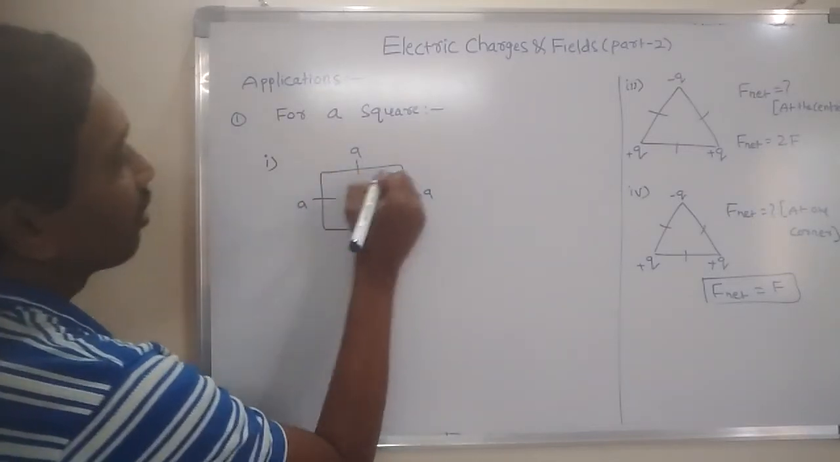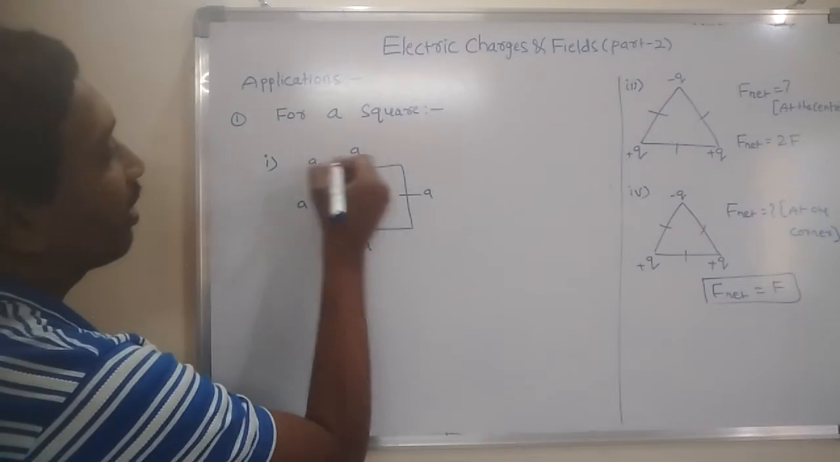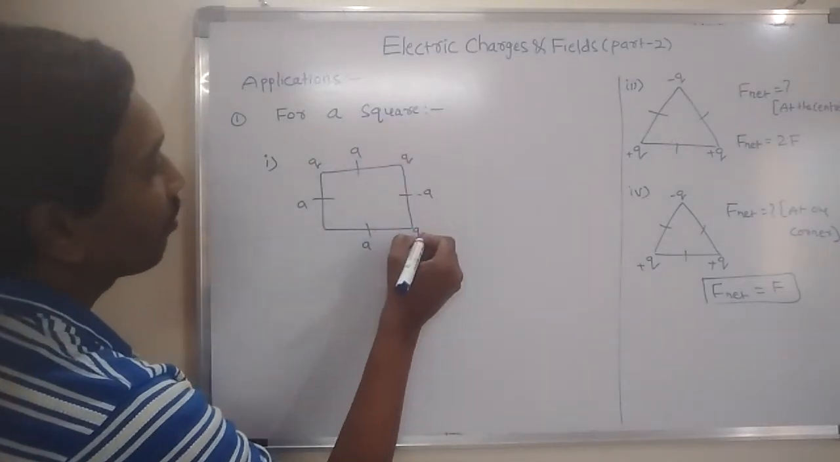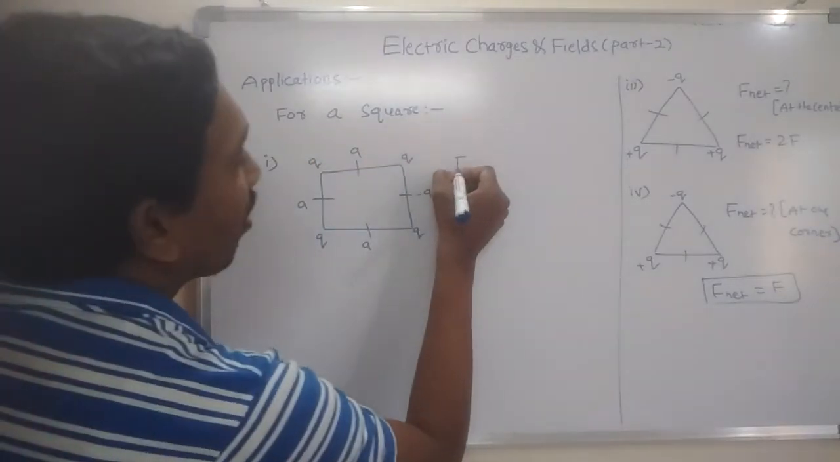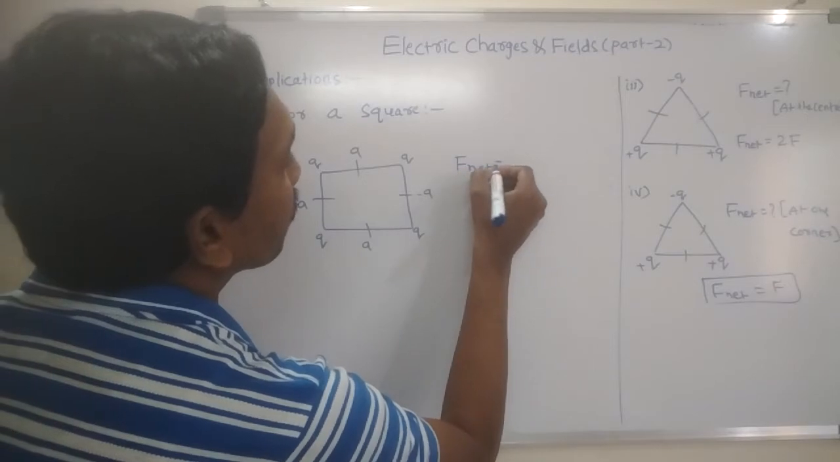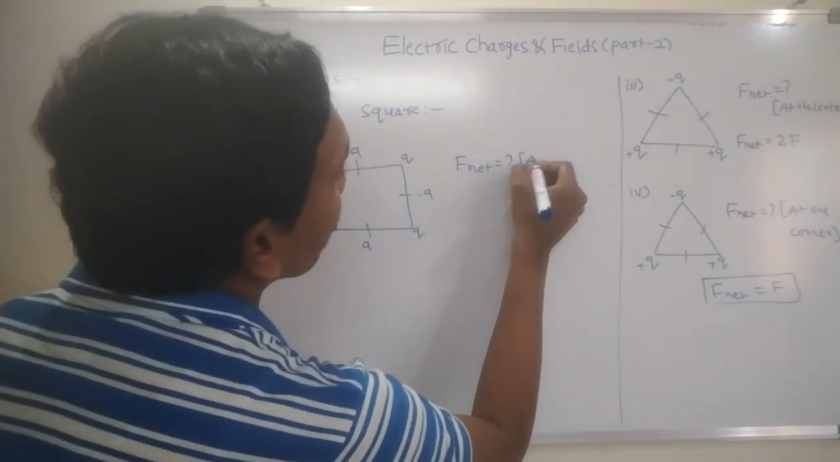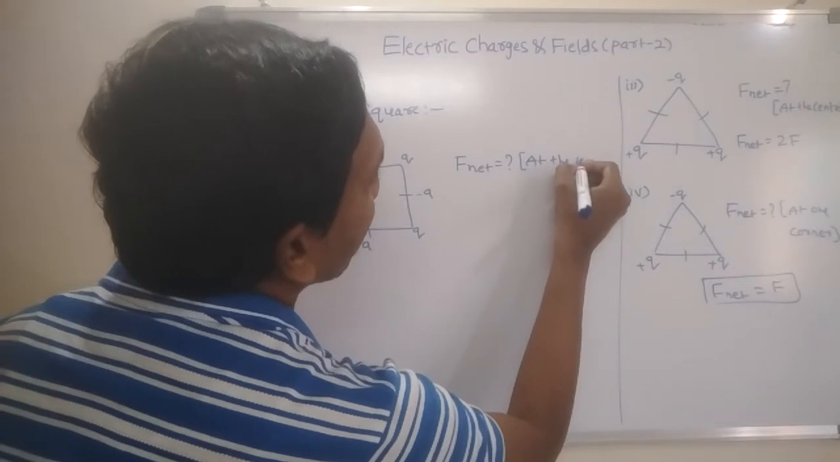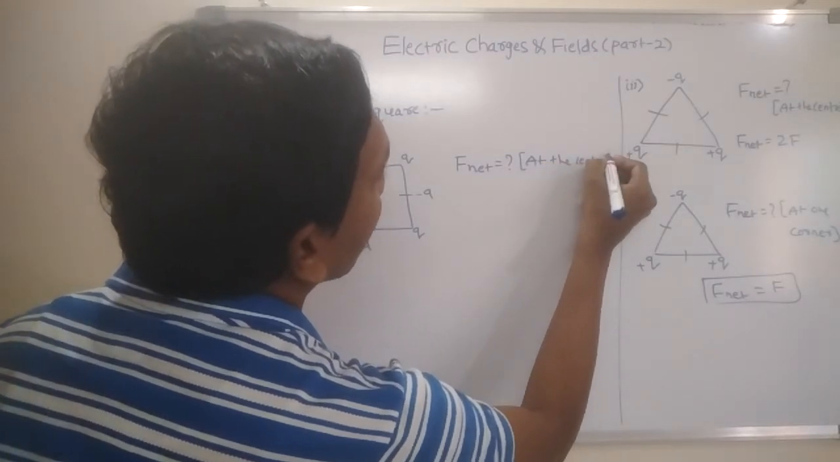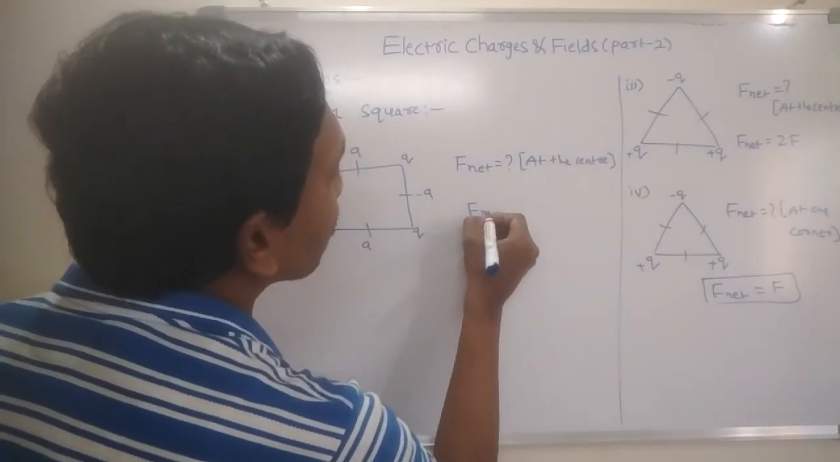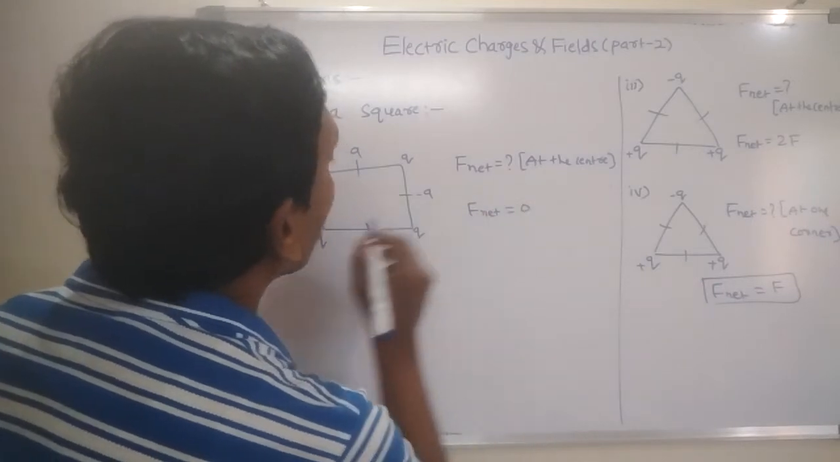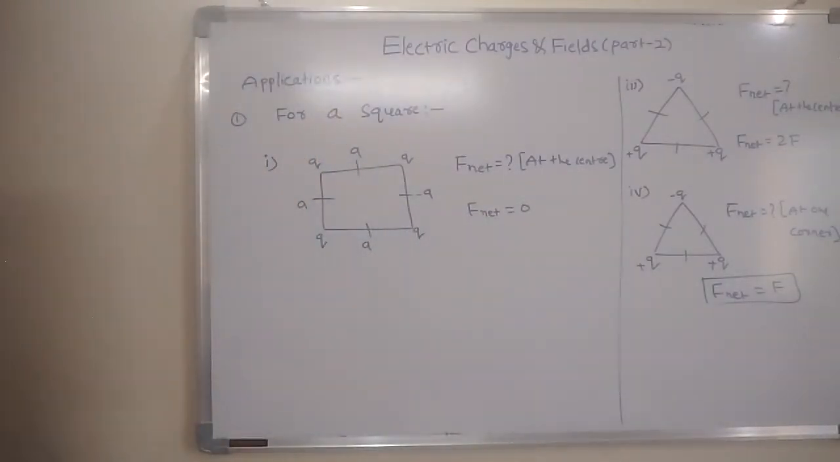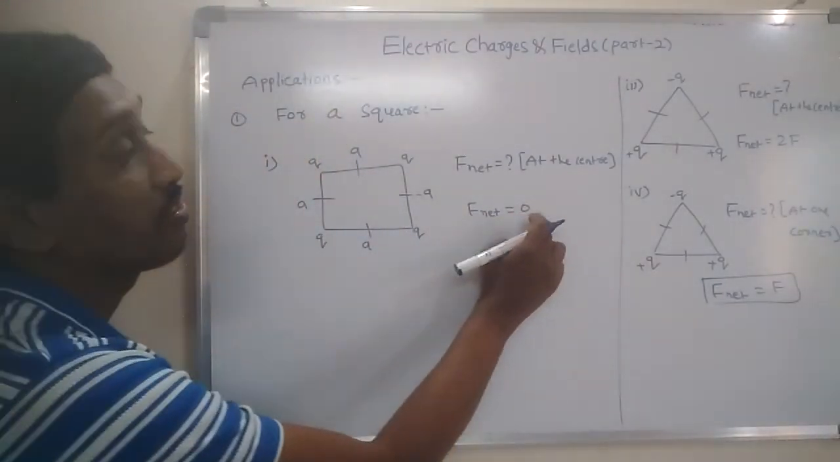So here, these are the four corners. Identical charges are placed at four corners of a square. Here also asking resultant force. Where is it asking resultant force? First question asking at the center. At the center of the square, what is the resultant force? Again, the resultant force is 0. Four identical charges are placed at four corners of a square, so the resultant force is 0.